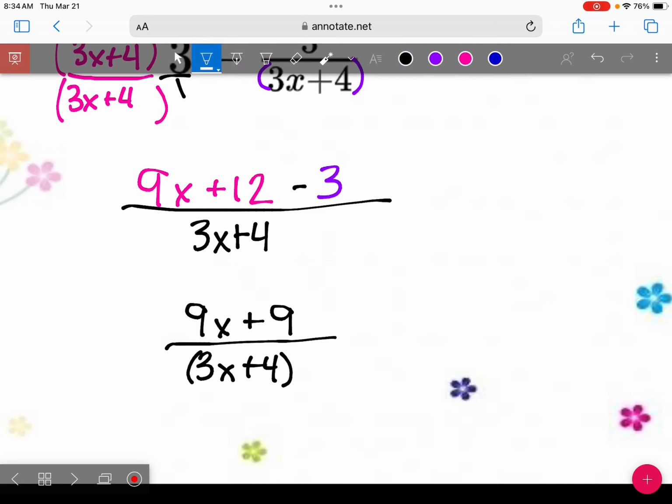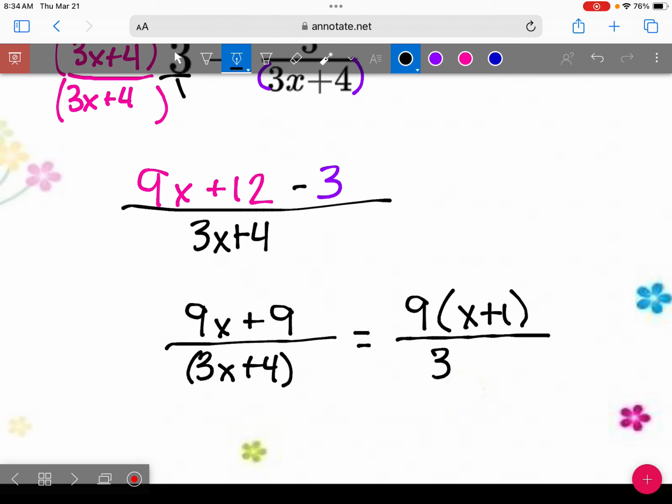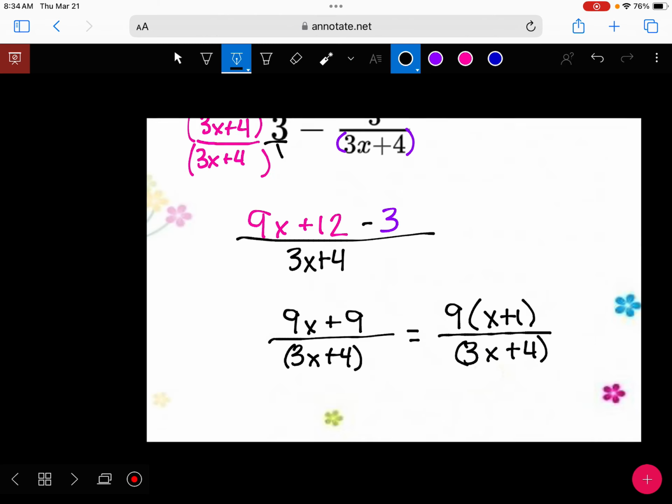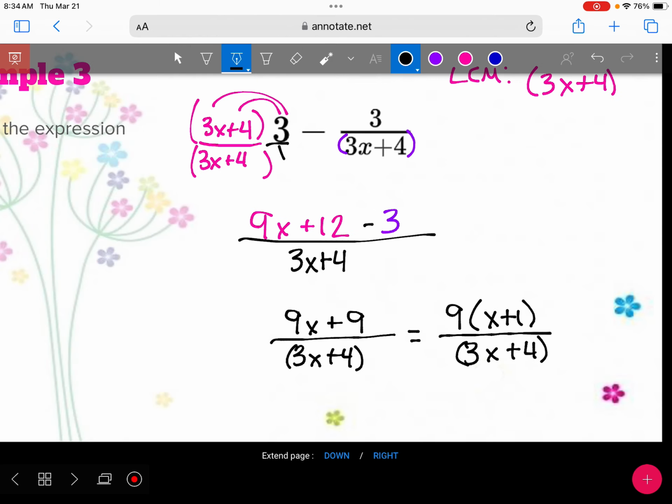And again, we could simplify this a little bit. It's not going to make anything cancel out, but it's good practice for us. Because my numerator has something in it we can factor out. What can I factor out of my numerator? 9. So this is 9 times x plus 1. And my denominator is 3x plus 4. Remember, it has to be in multiplied form in order for us to be able to factor anything, or for us to be able to simplify and cross anything out. So can we simplify and cross anything out here? No. Nope. That's our answer.